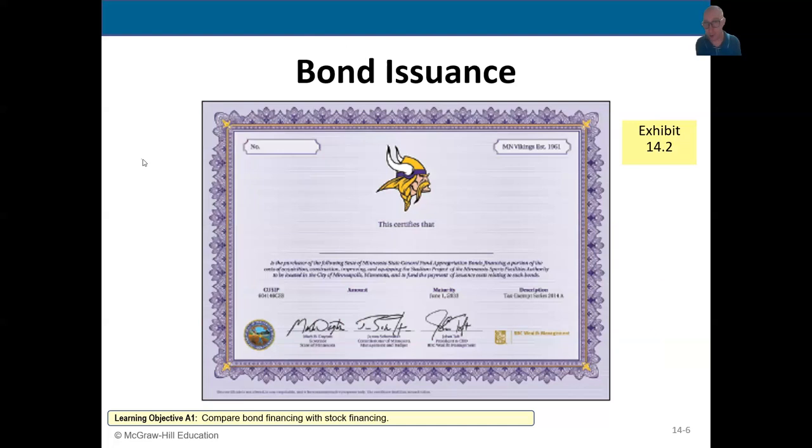This is what a bond looks like. Company certifies that whoever the bondholder is will receive interest payments, and the bond matures at a certain date, at which date the bondholder will receive the face value of the bond.